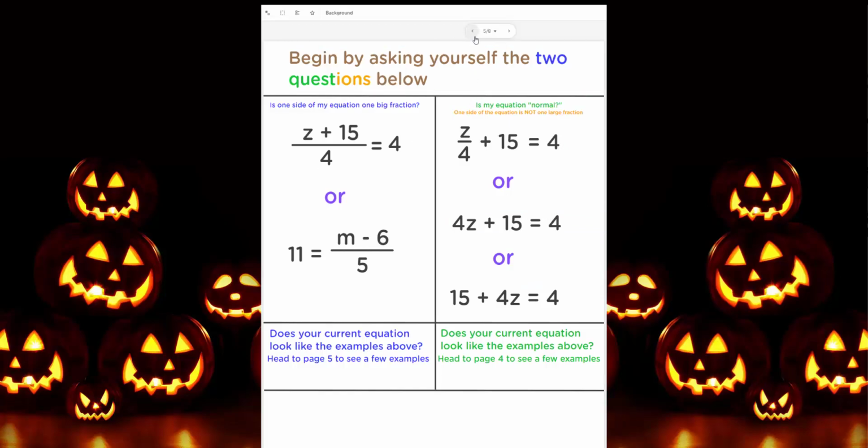Now, an equation, okay, is a way of demonstrating in math that everything on one side of that equal sign is equal to everything on the other side of the equal sign. Okay, so if you were to figure out what z is, and add 15 to it and divide by 4, all of this would simplify out to 4, and you would end up with 4 equals 4.